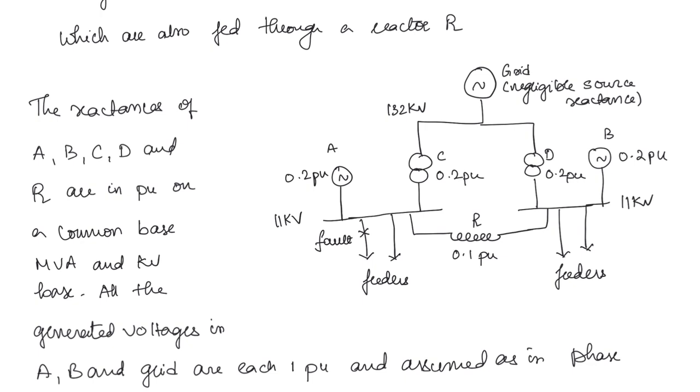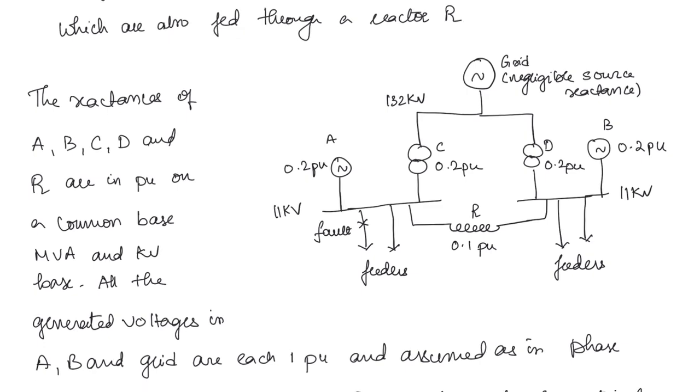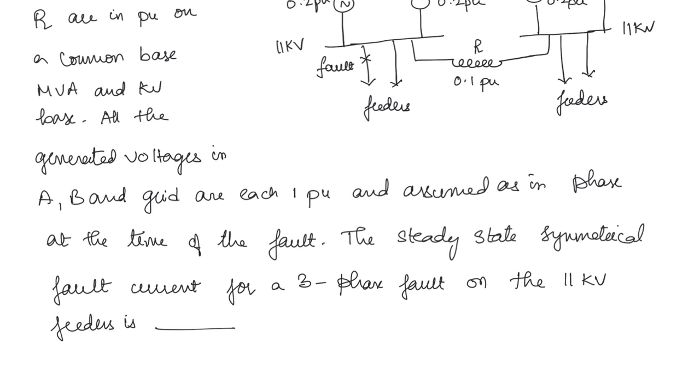Now here the reactances of every equipment are known. For the grid it is negligible anyways. For the transformers, generators and the reactor, we have the reactances. So we will simply find out the Thevenin's reactance and then we can find out the fault current. They have given all the information in per unit values. A, B and grid are each at 1 per unit generated voltage, and they are all in phase. That means the angle is 0 degrees.